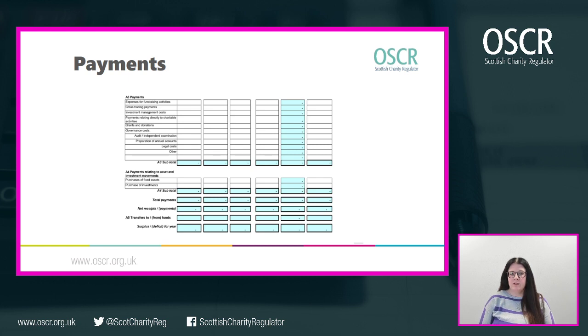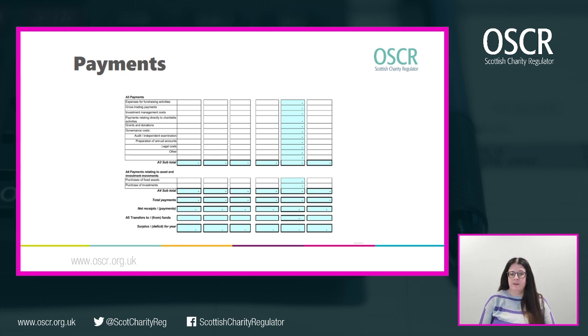All of that together goes towards giving us a figure for total payments during the year. And the difference between the total receipts and the total payments will give you either a net receipt or a net payment figure in the year. So if your receipts are more than your payments during the year, you'll have net receipts. If your payments have been more than your receipts, you will have a net payments figure there.